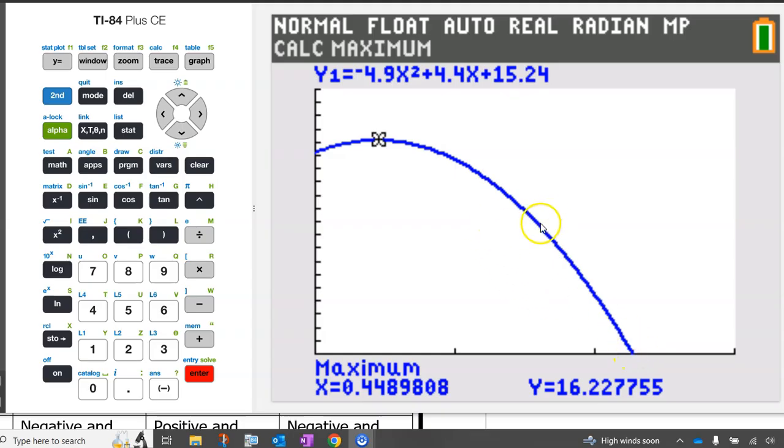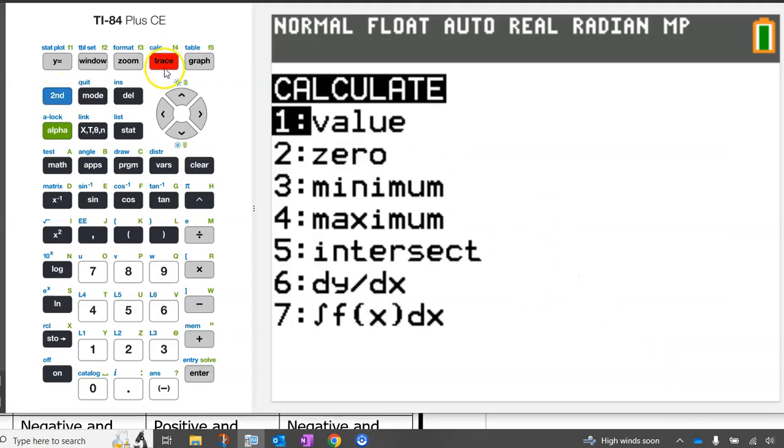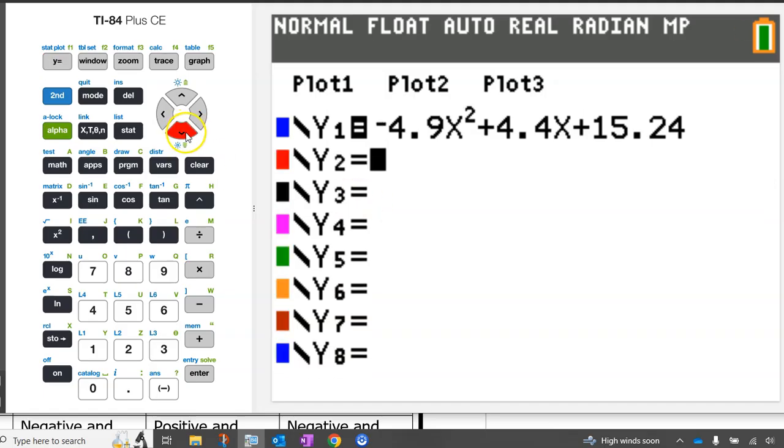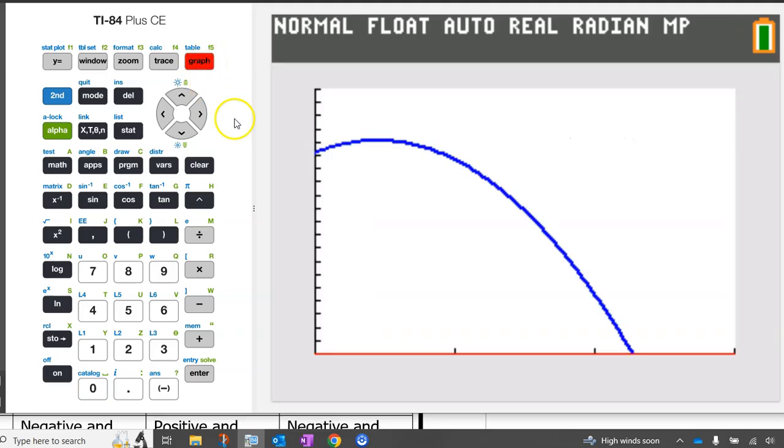There are two ways to do it. We can either hit second trace and use the zero feature, or my favorite option is to graph the x-axis itself. So I'm going to put in a 0 on another equation. So let's put 0 right here and just hit graph.